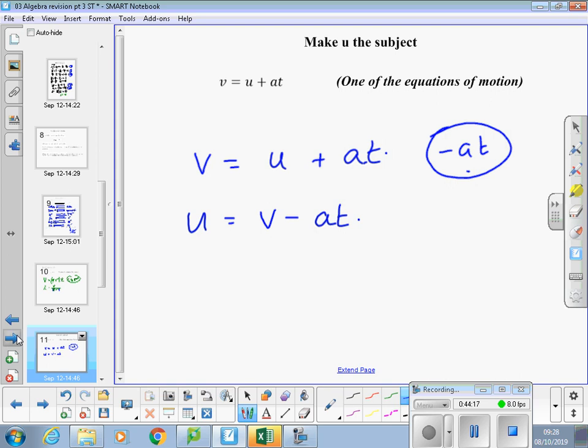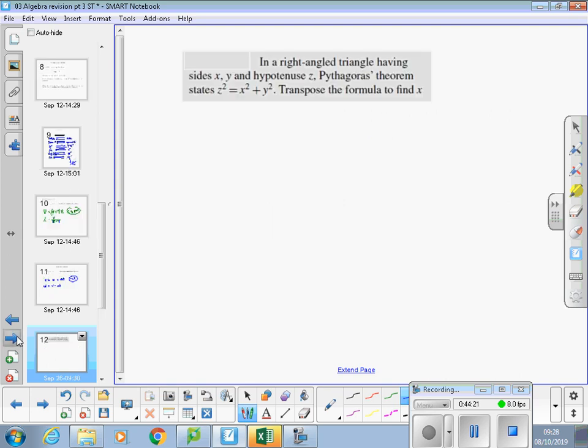Can I move on? Fairly easy so far. In a right angle triangle having sides x, y and hypotenuse z, Pythagoras Theorem states that z squared is equal to x squared plus y squared. So we're talking about a right angle triangle where that long side is z.